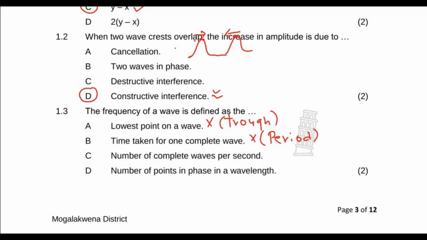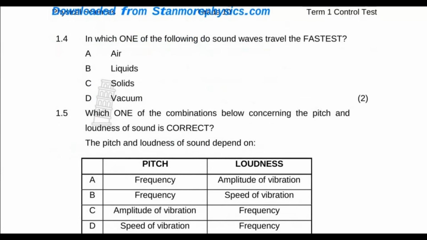C, number of complete waves per second. There we are. This is the answer. So the frequency of a wave, that is something you need to know and to memorize and to understand. The frequency of a wave is defined as the number of complete waves per second. But the frequency and the period, there's a relationship there, and later in the structured questions you will see it. So the answer for 1.3 is C. Let's go to 1.4.